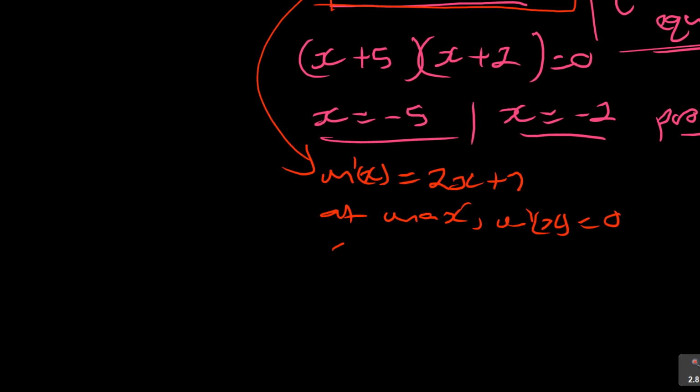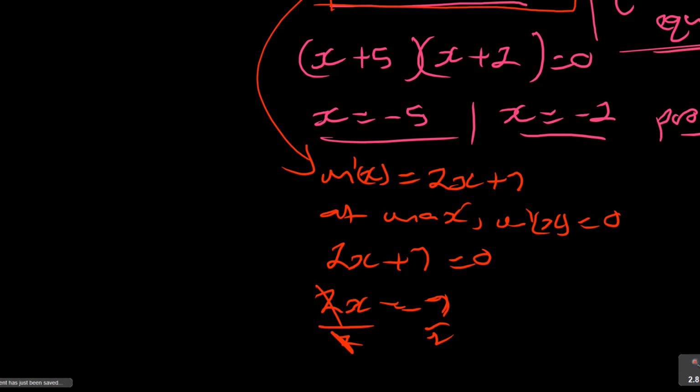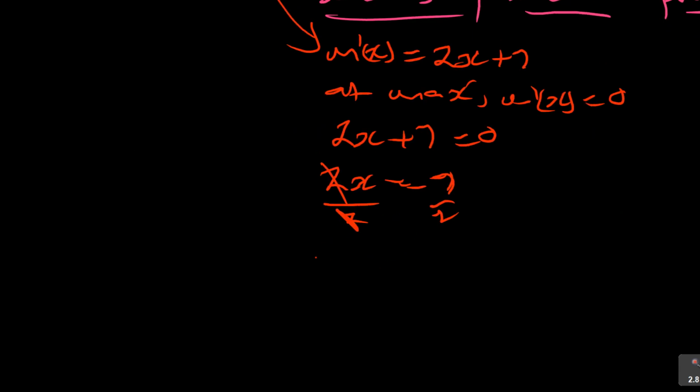So what you are simply saying is 2x plus 7 equal to 0. Take 7 to the other side. 2x is equal to minus 7. Divide by 2. Divide by 2. Now you have got your x. What is x? x is equal to minus 7 over 2. Are you with me? Now these are the x values.